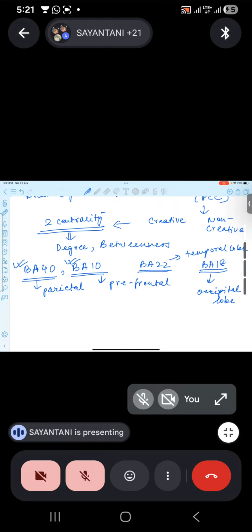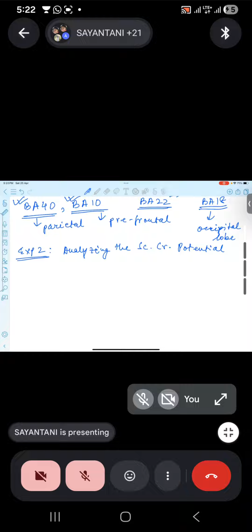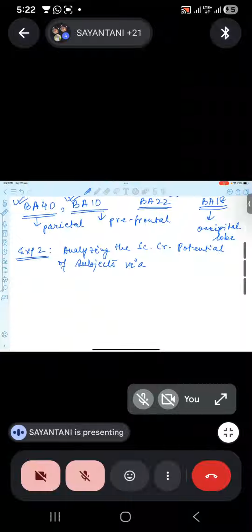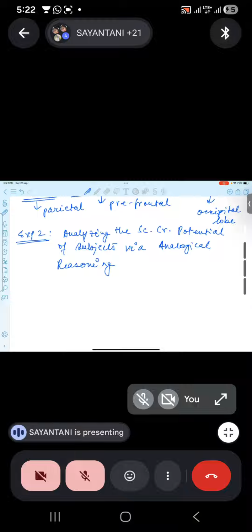Now the second experiment through which you can understand whether a person is scientifically creative or not. So experiment number 2 is analyzing the scientific creative potential of subjects via analogical reasoning. Okay. So now the question is, what is analogical reasoning?